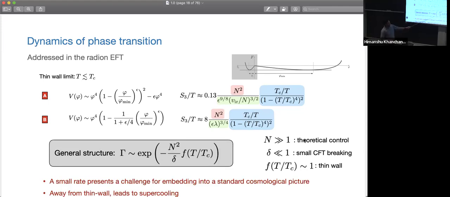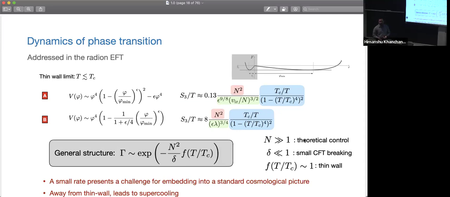This rate is e to the minus n squared over delta. Delta is just generically some way to notify all this, and then there's a function. To trust this calculation, you need to be in the large n limit, right? So that hurts. Delta being smaller than 1, which is what all these calculations used, is basically saying that your CFT breaking is kind of small in the IR.